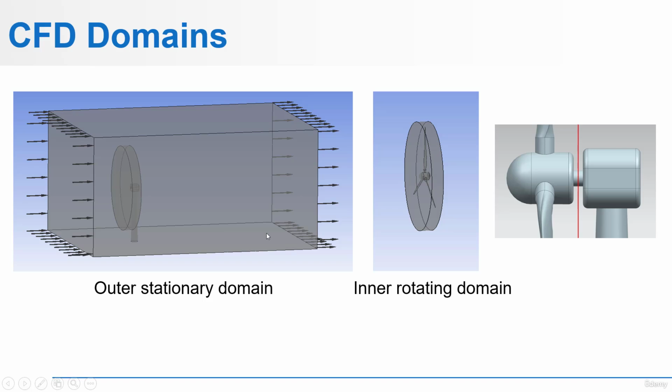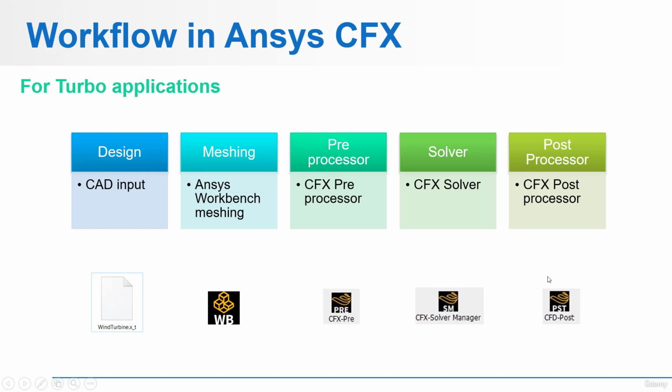We may have to split the domain at this region near the shaft location, so that the left part of this will become the rotating domain till the turbine vicinity, and the remaining part will become the stationary domain. And this is the workflow in Ansys CFX for this particular case.